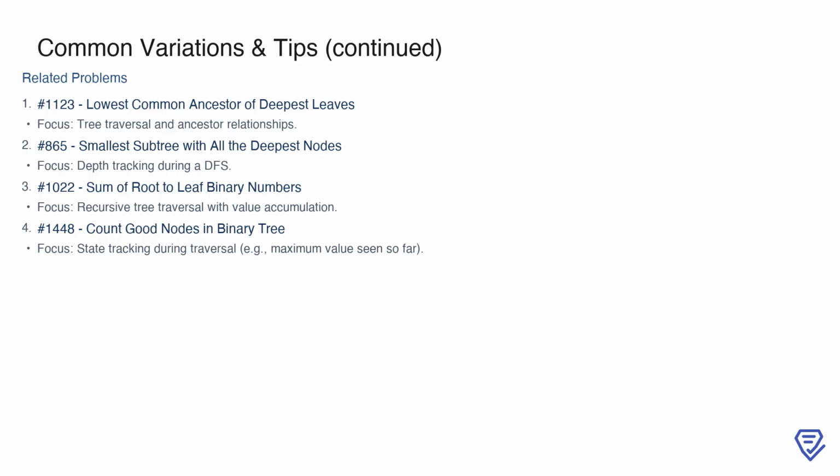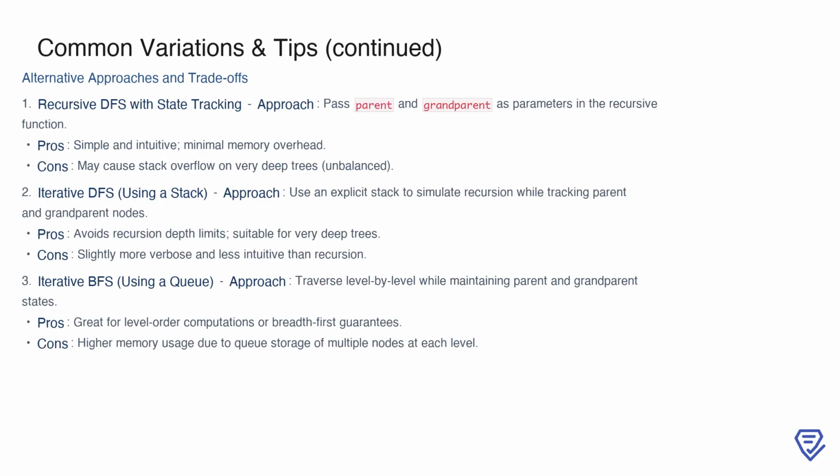When considering alternative approaches, recursive DFS with state tracking is a common choice. By passing parent and grandparent as parameters, this method is simple, intuitive, and has minimal memory overhead. However, it might lead to stack overflow issues for very deep, unbalanced trees. Another option is iterative DFS, which uses an explicit stack to simulate recursion while tracking parent and grandparent nodes. This avoids recursion depth limits, making it suitable for deeply nested trees, but it can be slightly more verbose and less intuitive.